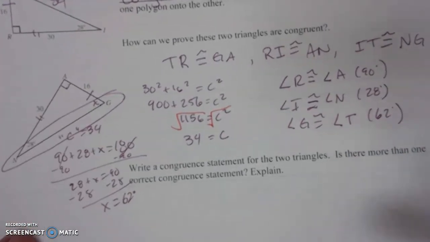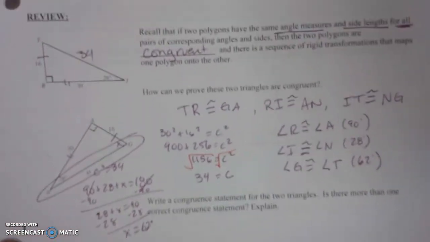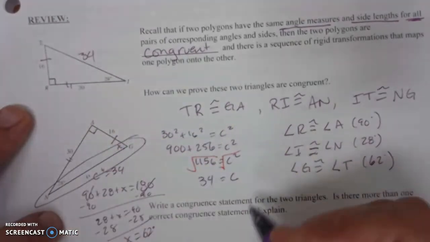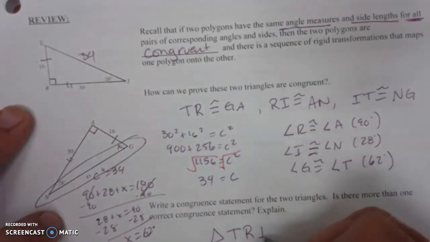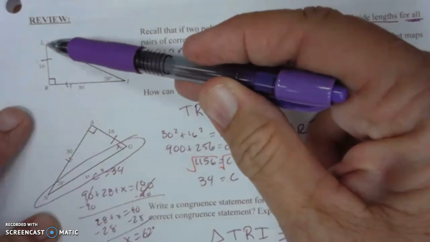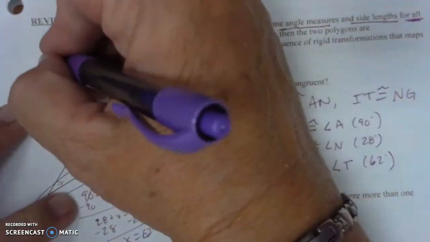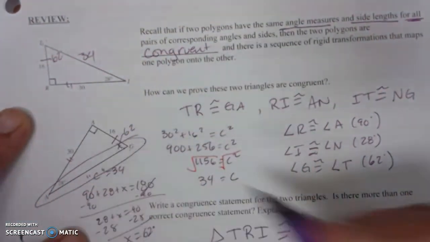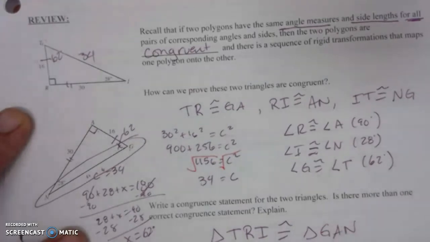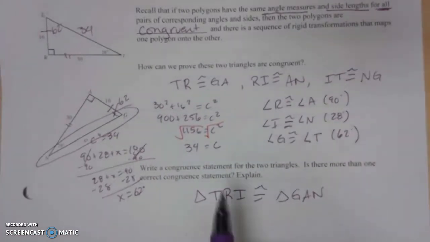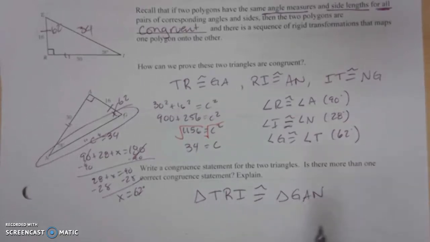So a congruence statement is going to say that these two triangles are congruent. I'm going to use the letters of the triangles. I'm going to say triangle TRI is congruent to triangle. Now since I said the T first, and then I went down to the R, so I started at the 62 degrees, and I went down to the 90, I have to do GAN. The order of the letters has to match up. So the T is 62, the R is 90, the I is 28. 62, 90, 28. It all lines up.